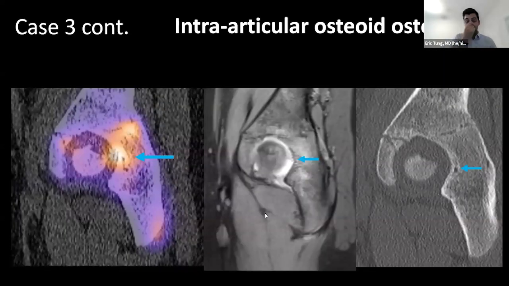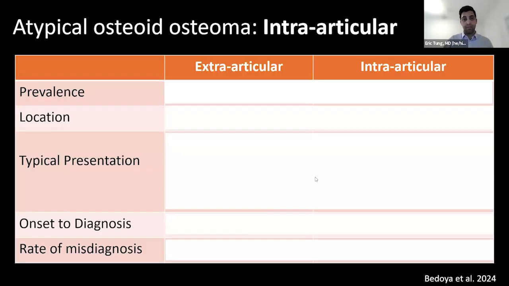And so once again, this is the sodium fluoride PET, and we can see that it's really highly localizing where the tumor is, which is right at this location here. And so this is one of the first atypical osteoid osteomas that I want to talk about, which is when it has an intra-articular location.